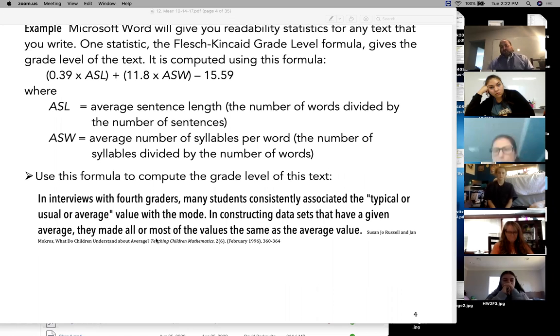In interviews with fourth graders, many students consistently associated the typical or usual or average value with the mode. In constructing data sets that have a given average, they made all or most of the values the same as the average value. A paragraph like that, would you think it's a relatively high grade level or a relatively low grade level? Just intuitively, without doing any calculations. What grade level do you think would be appropriate for a paragraph like that?